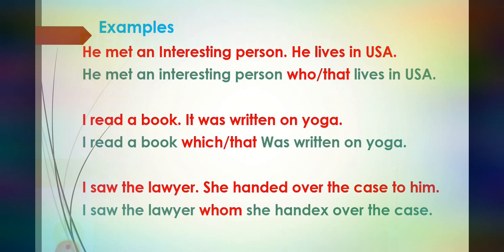So like this, by using relative pronouns, we can connect a relative clause to the noun it is talking about. For example, if you see the first example, he met an interesting person. So here, who lives in USA is a relative clause giving information about the person. So like that, the relative clause should come beside the noun it is modifying.